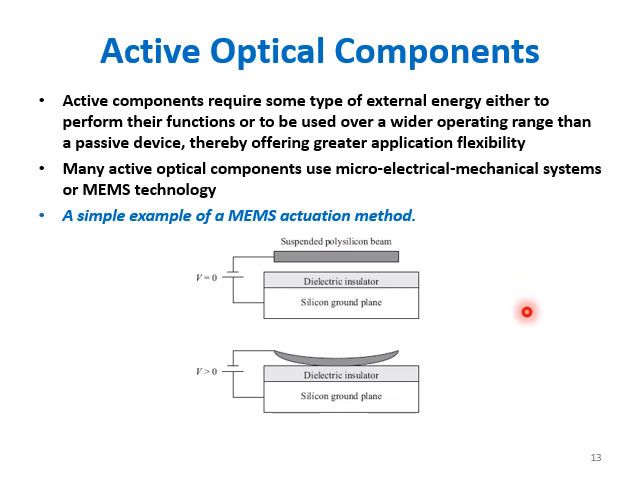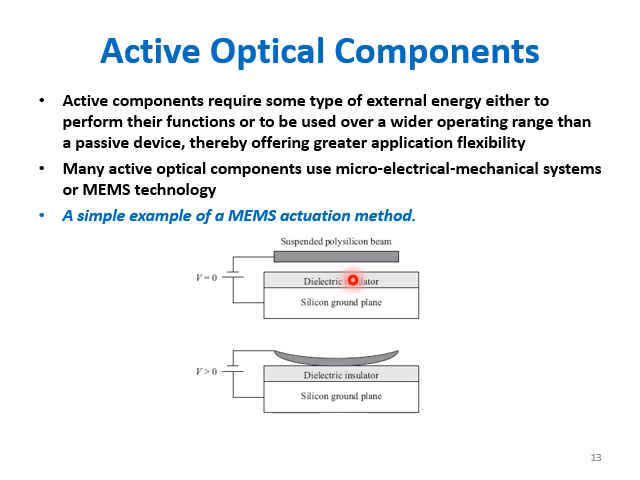Many active components are a kind of micro electromechanical system technology. A simple understanding of this MEMS actuation method: we have one polysilicon beam placed exactly above the insulator. Whenever the voltage between the two plates is zero, nothing happens, but if you increase the voltage between these two plates, what is going to happen? There is a variation with respect to the different plates.